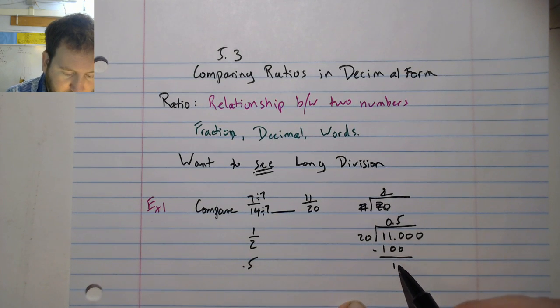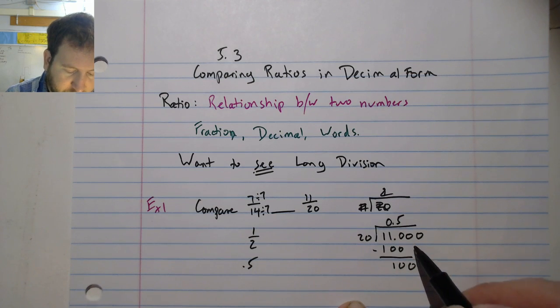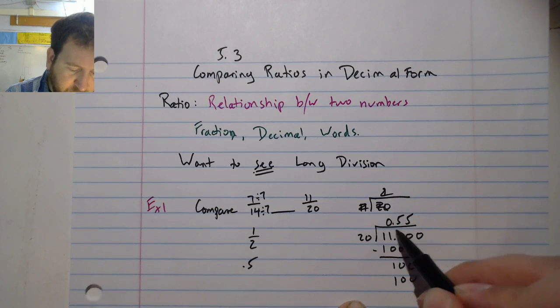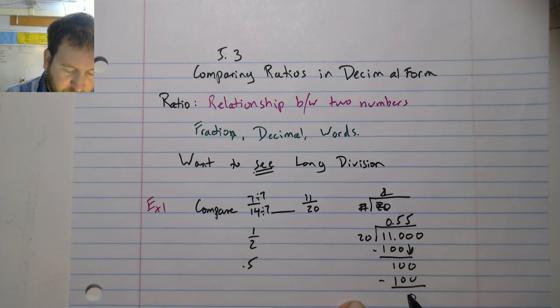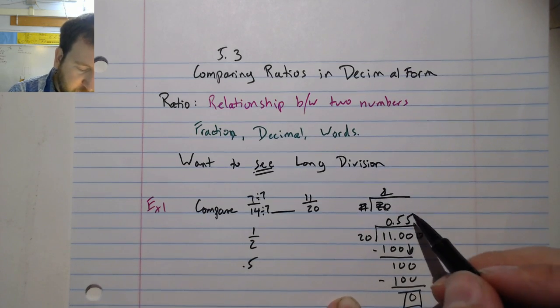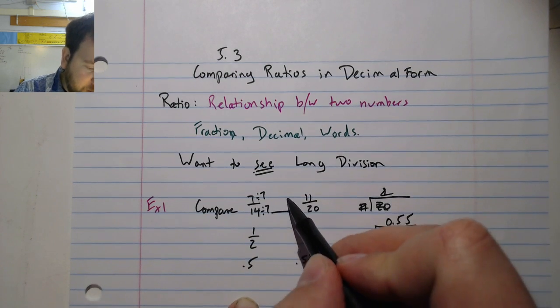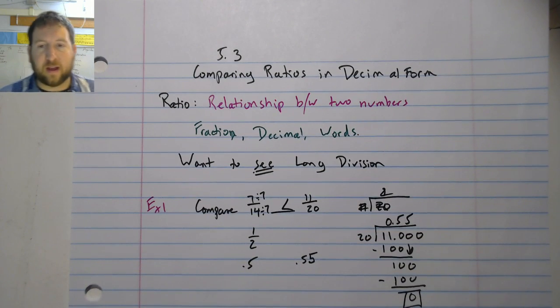Subtract. I have 10. Drop down another 0. How many 20s in 100? Well, certainly 5. 20 times 5 is 100. Gets me to 0. Nice, I'm done. So my decimal here is 0.55. So I can definitely see that this one, in this case, is bigger.